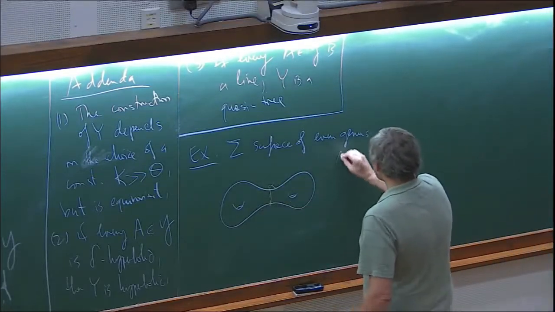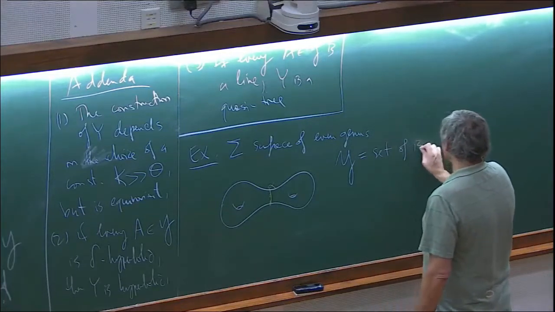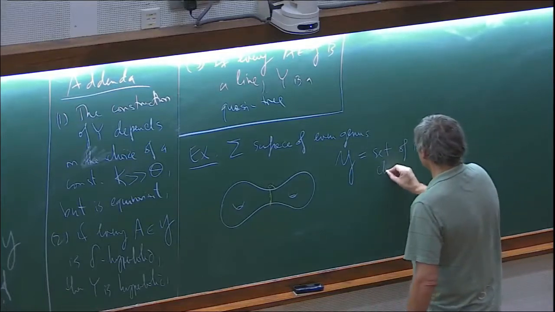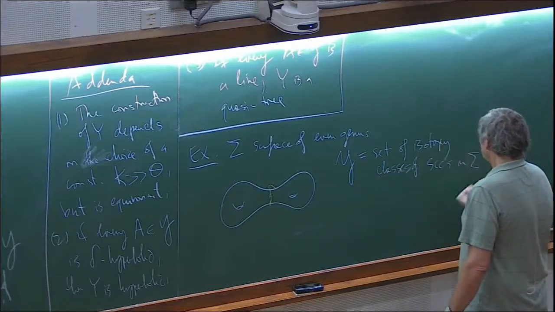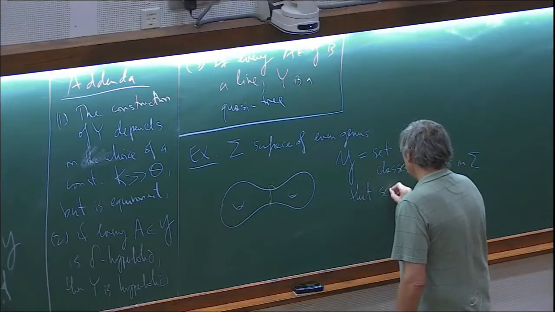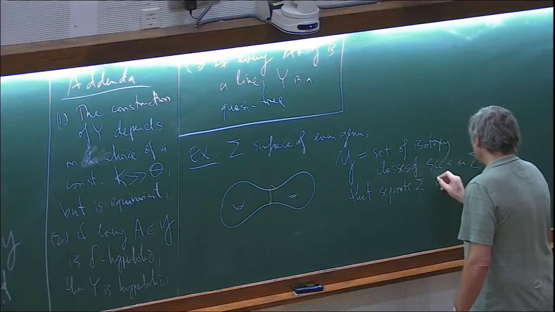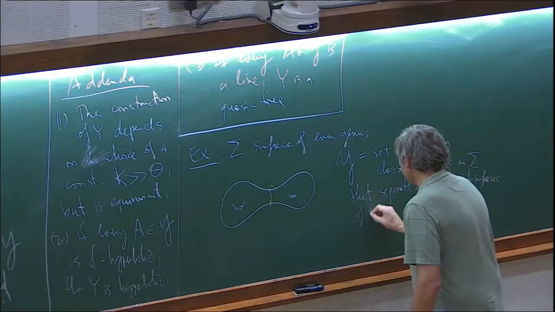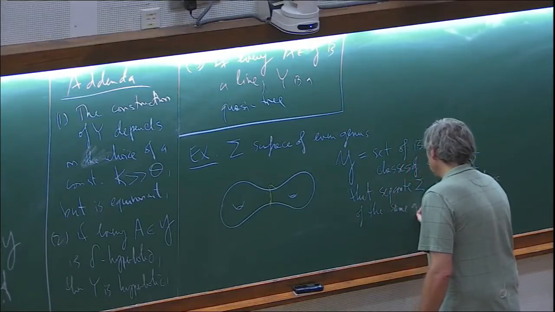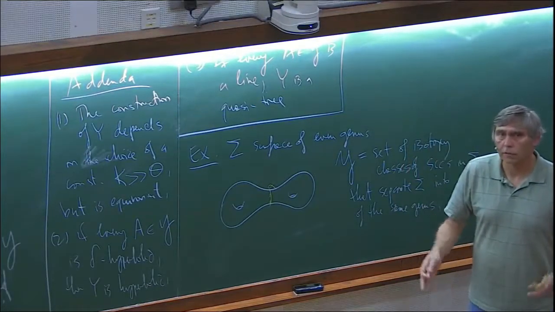So this script Y is going to be the set of isotopy classes of simple closed curves in sigma that separate sigma into subsurfaces of the same genus. That's why I needed even to begin with. The point of that assumption is that any two such curves will have to intersect each other. You cannot draw two disjoint curves like this.